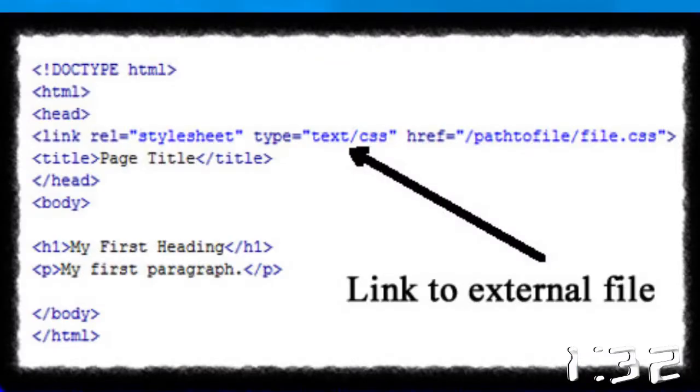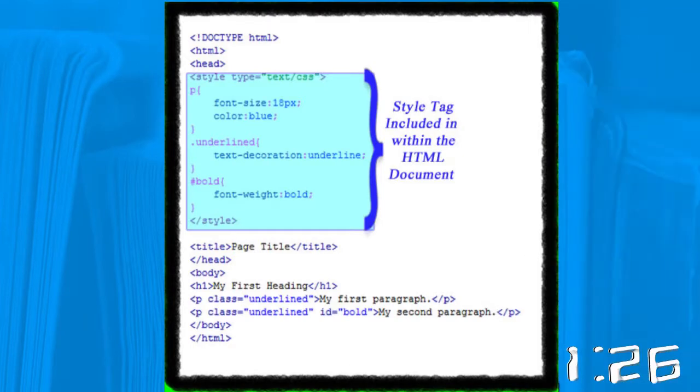There are two ways in which you can incorporate CSS within an HTML document. Number one, you could link it to an external document in a link tag, such as this. Or you can include it within a style tag within the HTML document itself.